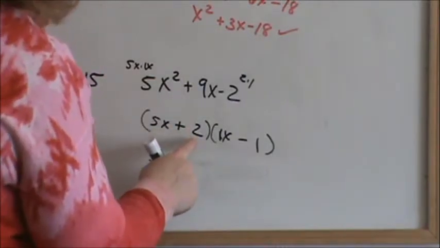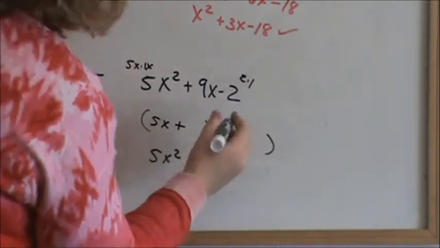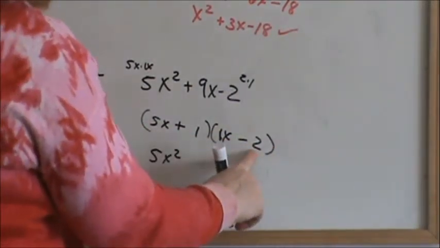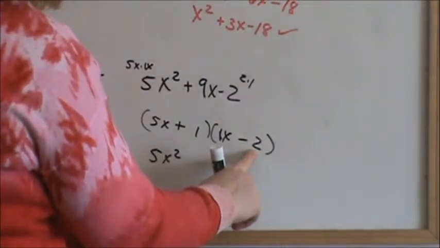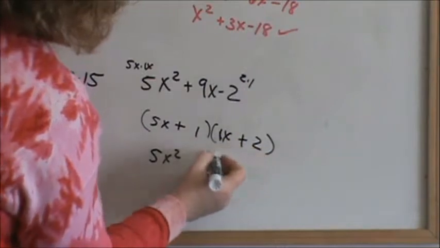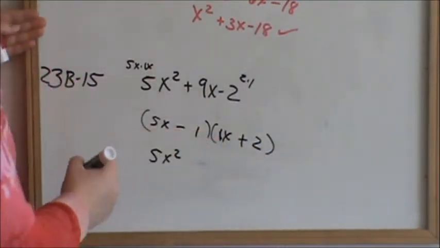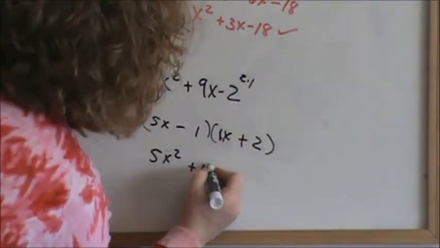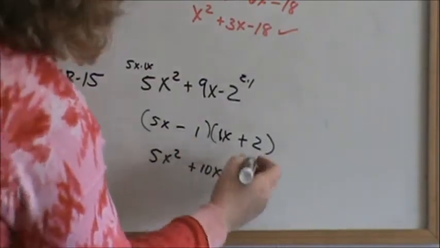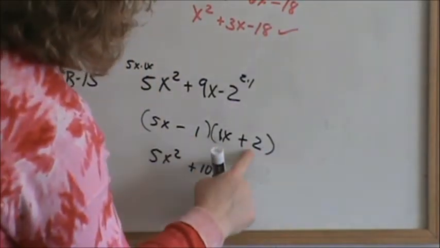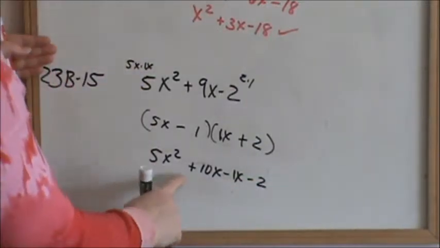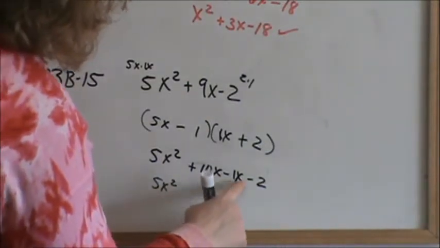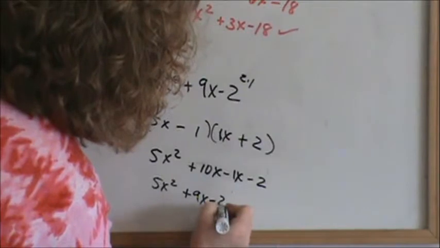Alright, so let's put my 2 and 1 back to where they were. This gave me a 5x times a negative 2 gave me a negative 10x. I actually need a positive 10x. So what if I made that a positive and then made this a negative? Okay, then I get a 5x times a positive 2, which gives me a positive 10x, and then a negative 1 times a 1x, which gives me a negative 1x. Now negative 1 times a positive 2, negative 2. So now if I combine my middle terms, a positive 10x and a negative 1x will give me a positive 9x, and a negative 2.